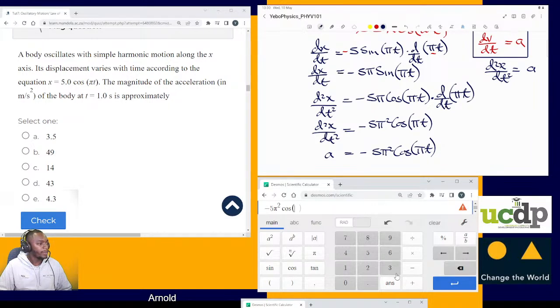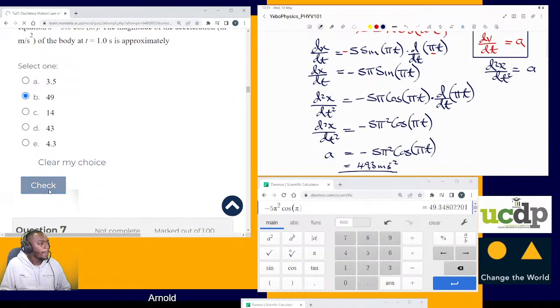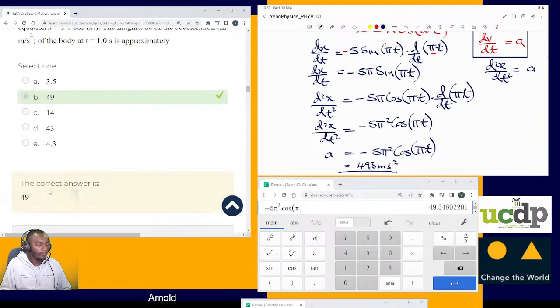What is our time? By the way, it's 1, right? So it's going to be pi, 5 pi squared that. So it will give you 49.3, which has been, okay, we have an option there, which is 49, so that's that. Right, so that is how we've solved this problem.